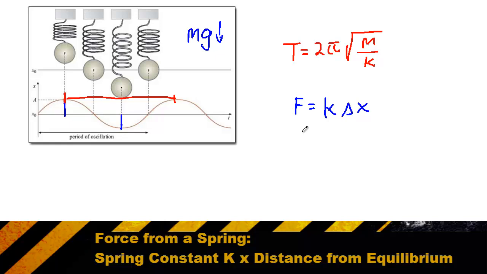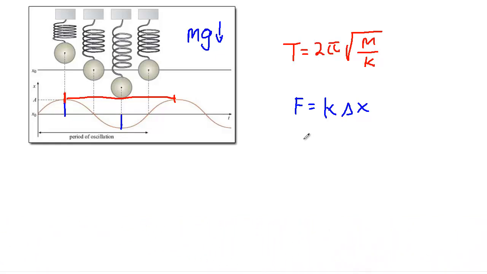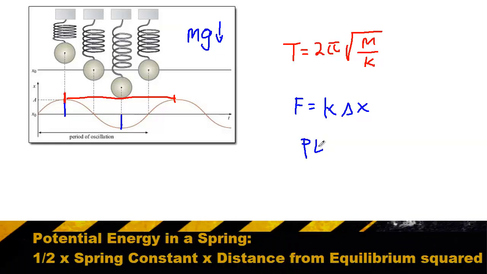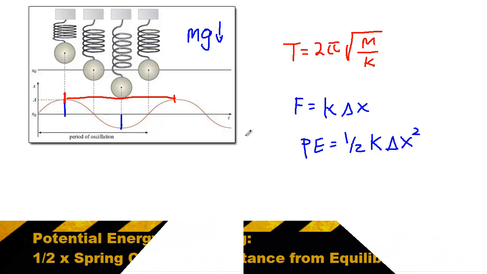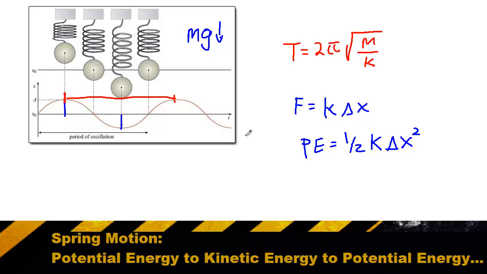The spring also has potential energy, and that equation is the potential energy is equal to 1/2 times the spring constant k times how far the spring is stretched or compressed squared. As the spring bobs back and forth, what we're really experiencing is potential energy being transferred to kinetic energy, and then kinetic energy being transferred back again into potential energy, and so on and so forth.